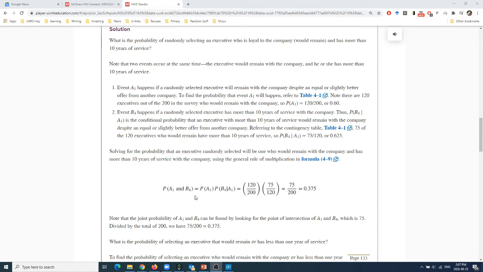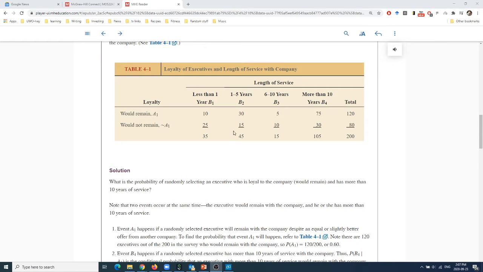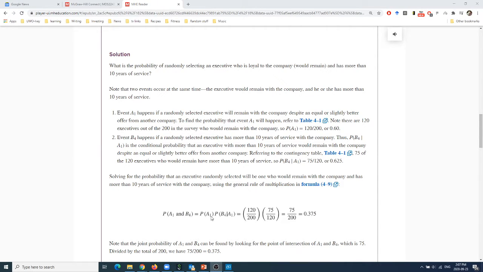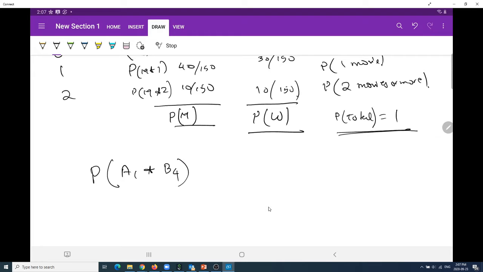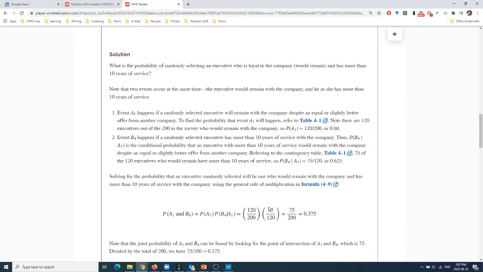If you want to think about that in a conditional probability sense, that's the probability of A1 and B4. The probability of A1 and B4 is the probability of A1 occurring and the probability that B4 occurred given that A1 has occurred. You could write the same probability of A1 and B4 occurring as the probability of B4 occurring and the probability of A1 given that B4 has occurred. So you could write the whole formula this way.